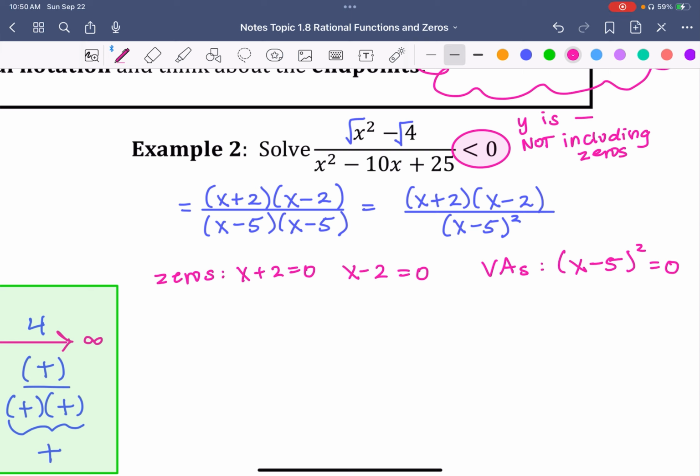Okay, here we get x is equal to negative 2, x is equal to positive 2. After you square root this, you get x minus 5 equals 0, and so x would be equal to positive 5. Okay, so after this, we're going to create our number line.